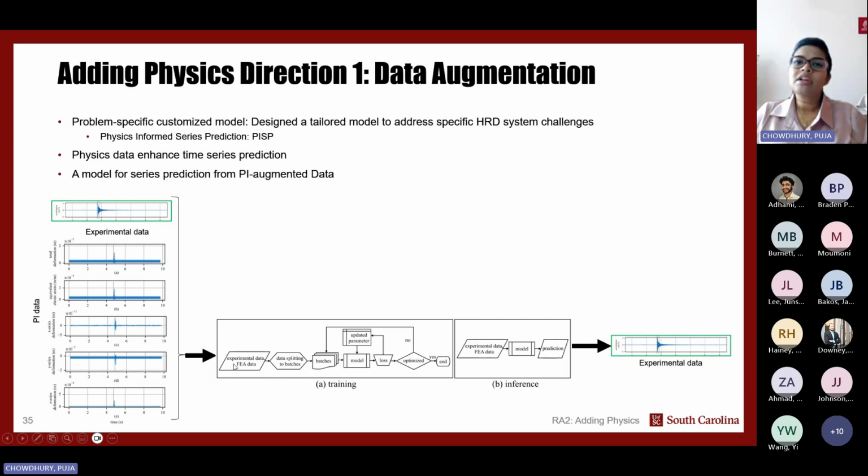In training, we feed experimental and FEA data, and the data is split into many batches and goes to the model, where we measure the losses until we achieve the optimized value. Then we update the parameters of the model, and batch by batch it runs, and finally we get the output in the training stage. In the inference stage, we again use all of this data, experimental data and PI data. But for the prediction, we just see the prediction over the experimental data, which here is acceleration.